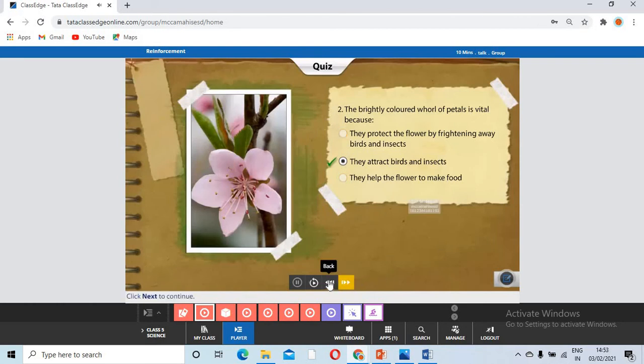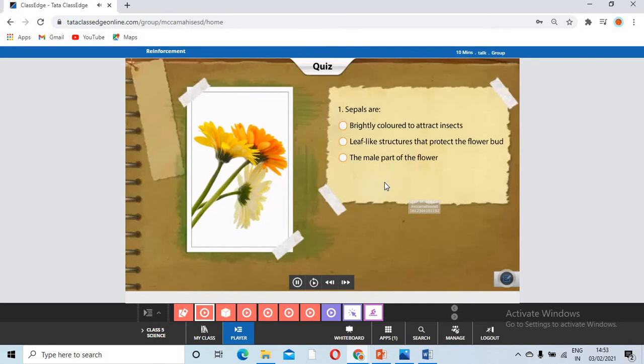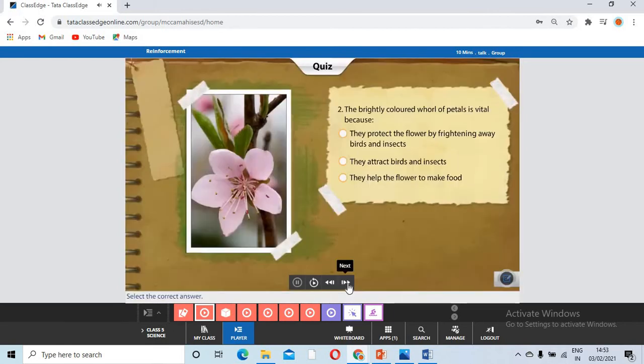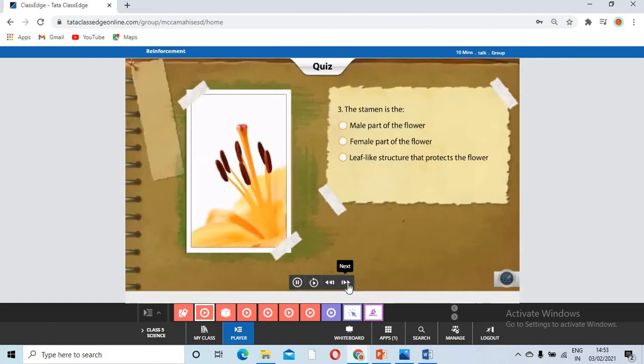Amudan answered that sepals are leaf-like structures. Very good, Amudan. And Hannah Veronica, very good. Now we'll go on to the third question.